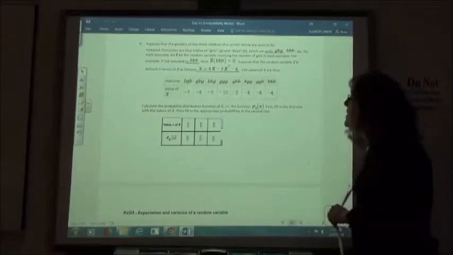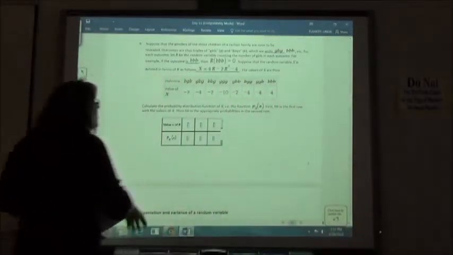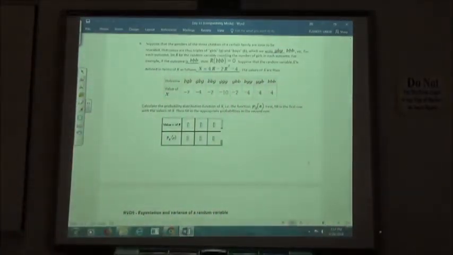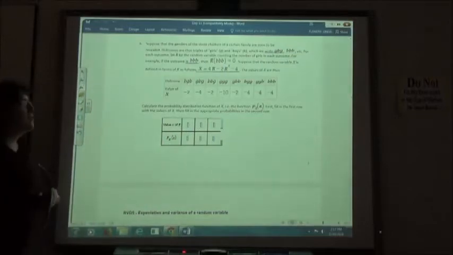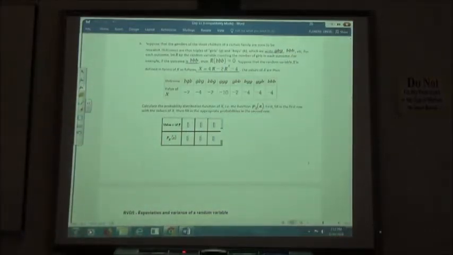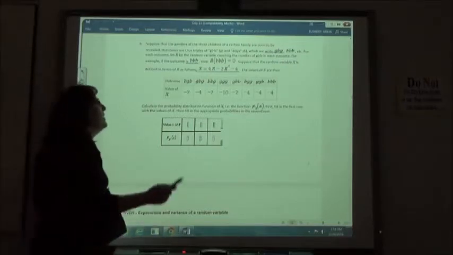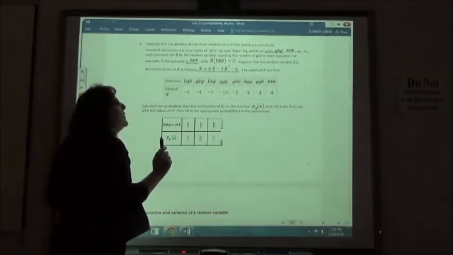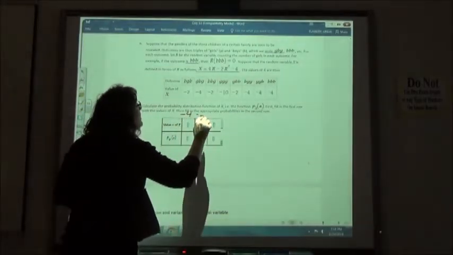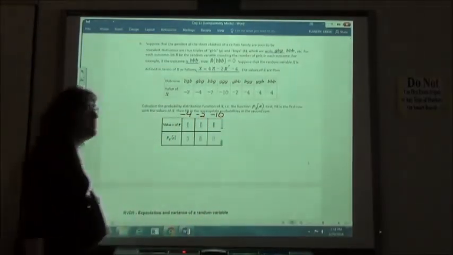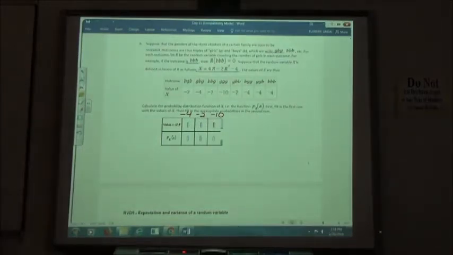So on number 6, this time they're doing boys and girls in 3 possible outcomes. Again, they gave us the table. They want us first of all to write our possible values of X. By looking at our table, what numbers would we have on our possible values of X? -4, -2, and -10. Whatever order, it doesn't matter which order you put them in.